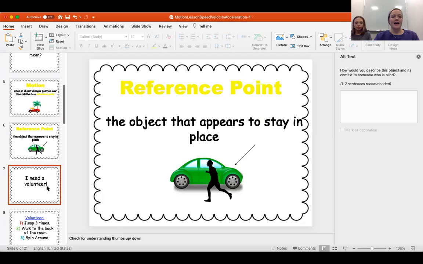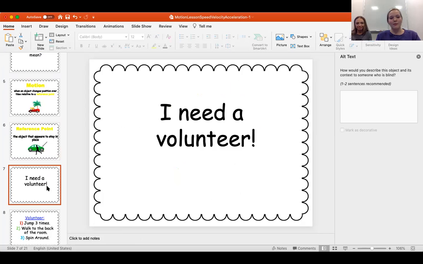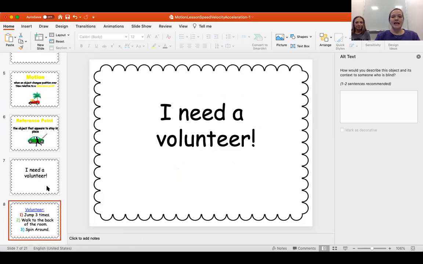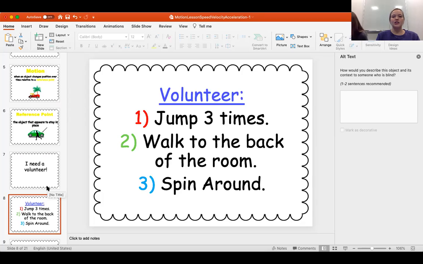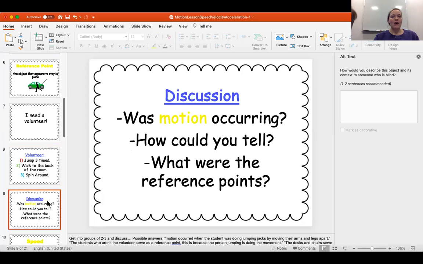So moving on, I need a volunteer. In this case, Miss Anna will be my volunteer. Miss Anna, I will have you jump 3 times for me. Awesome. And then I will have you walk back and forth 1 time. Perfect. And then I'll have you spin around 1 time. Awesome. So now I want you to think about what motion was occurring. How could you tell? What were the reference points in this case?